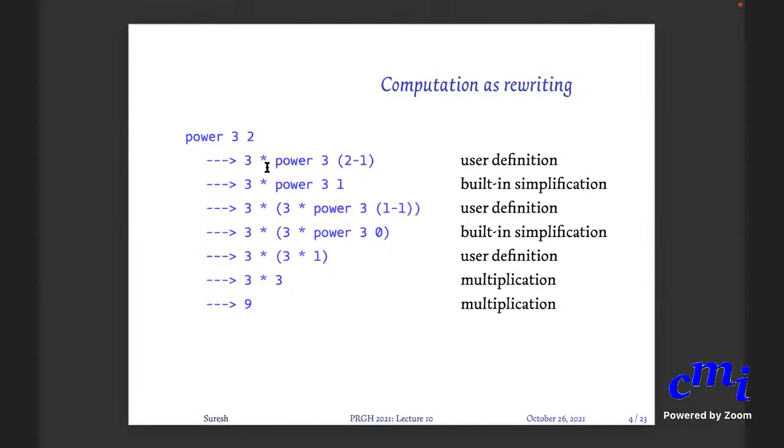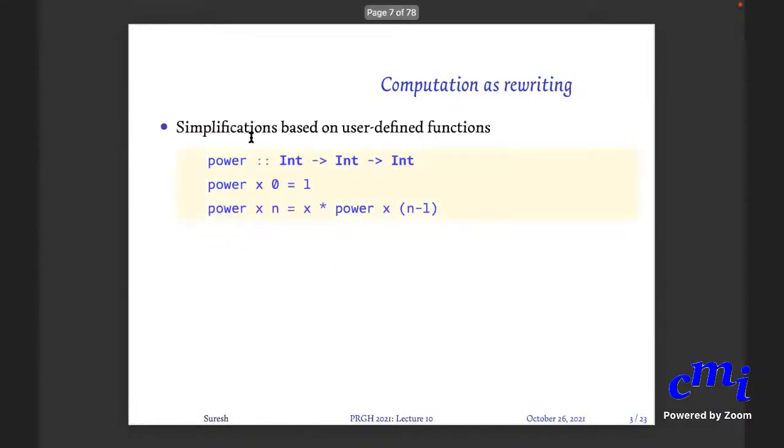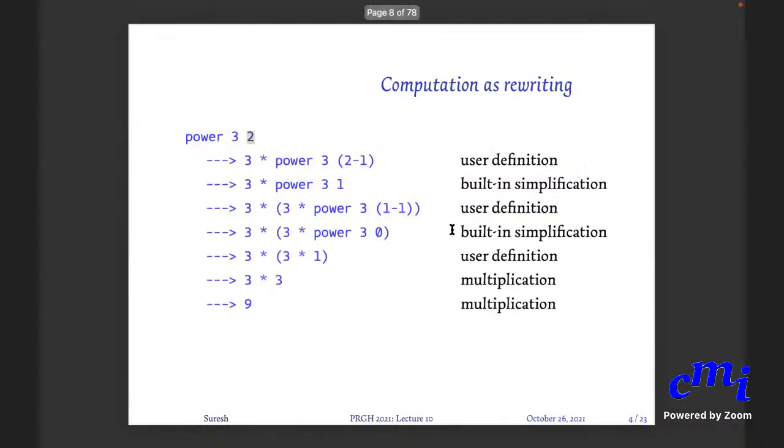So it will apply the second rule because 2 does not match 0. The second rule is x times power x (n minus 1). So it will do 3 times power 3 of (2 minus 1). But now this 2 minus 1 has to be simplified to 1. Can anyone say why?